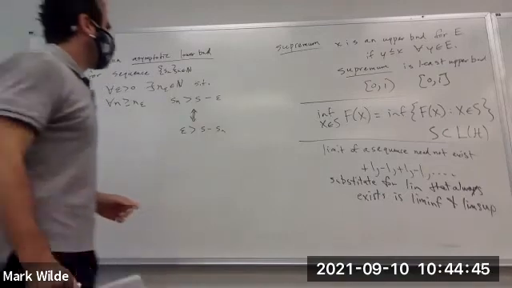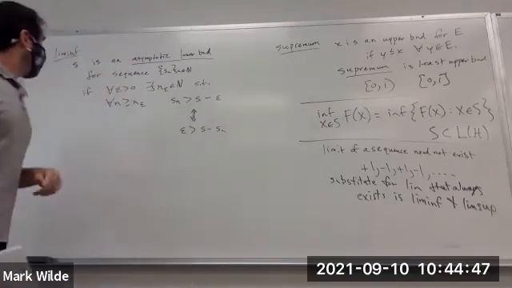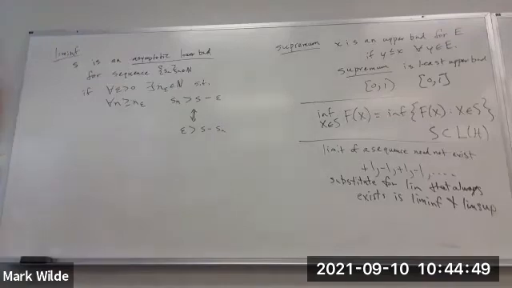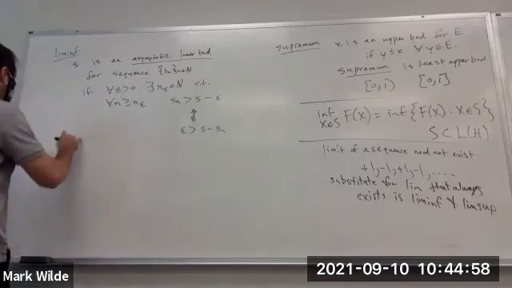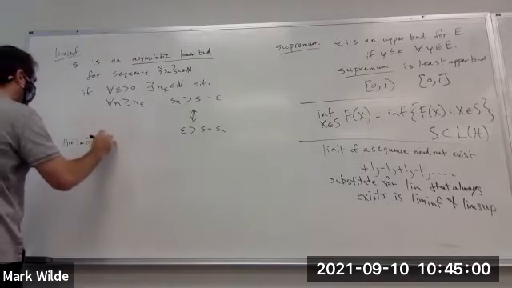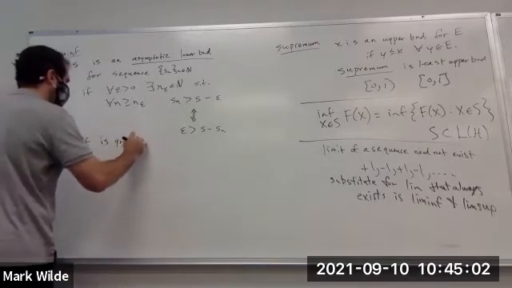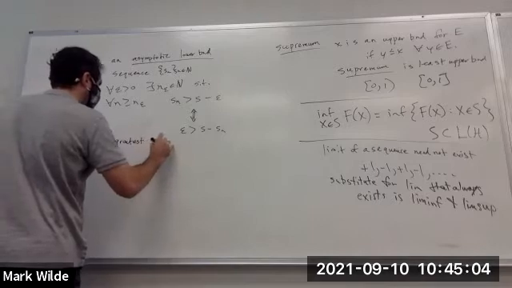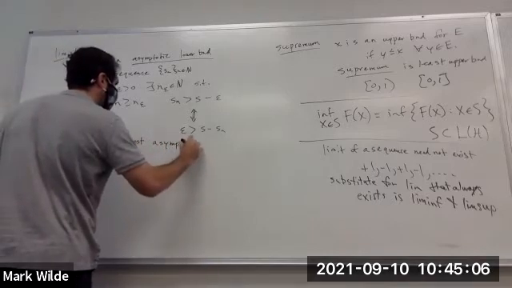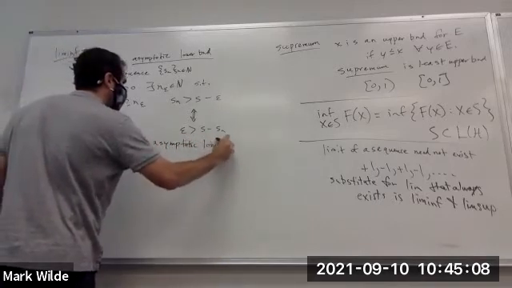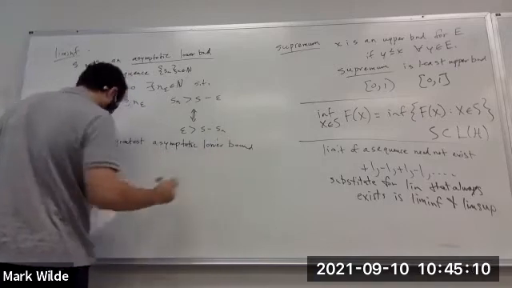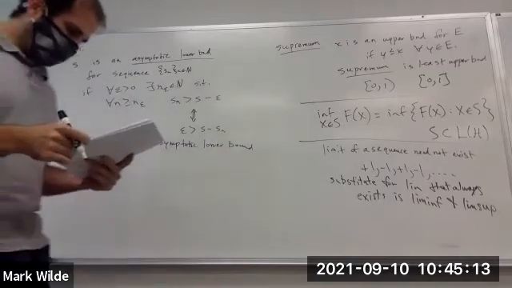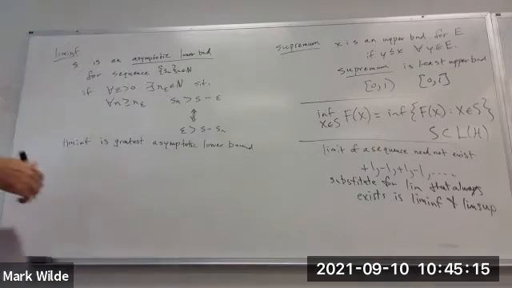Okay, and then just like we defined infimum as the greatest lower bound, lim inf is the greatest asymptotic lower bound. And we denote it by this.